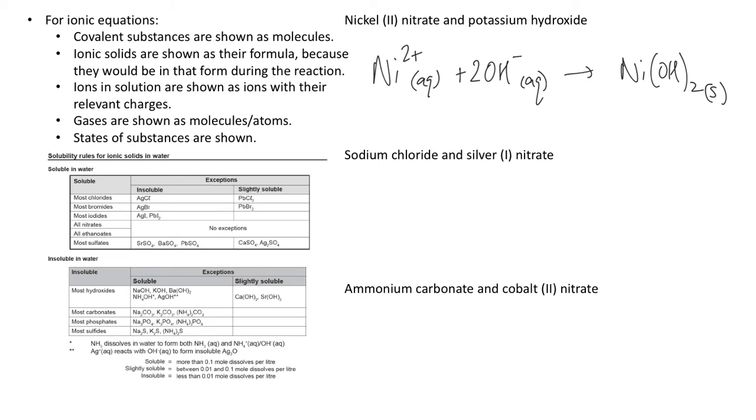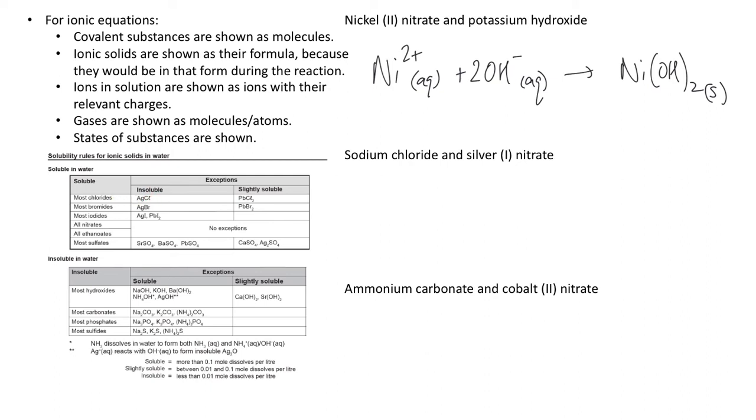All right, let's look at the next one. Sodium nitrate and silver chloride. We should remember that sodium nitrate is going to be soluble, because it's a nitrate. It's always going to be soluble. Actually, all sodiums are soluble as well. So we only have to check silver chloride. Most chlorides are soluble except for silver chloride.